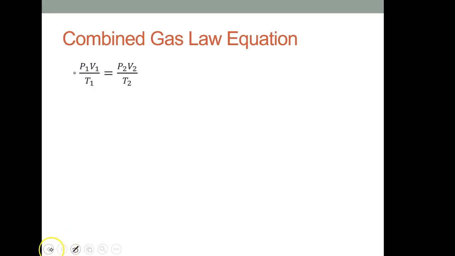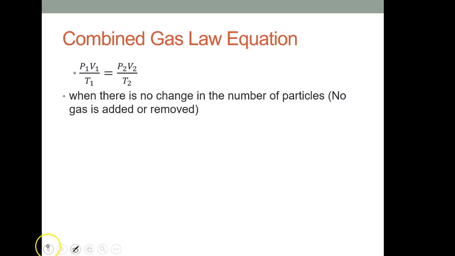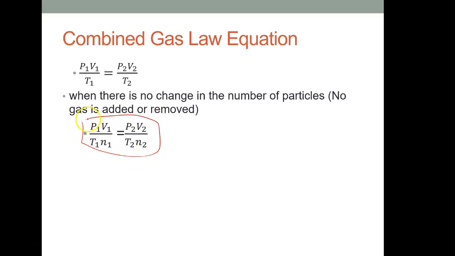So what it looks like is it looks like that, or if you throw in the moles part of it, it looks like that. And this is probably the easiest one to go with: P1, V1 over T1, N1 equals P2, V2 over T2, N2. Okay? The P's and the V's are on the top, and the T's and the N's are on the bottom.